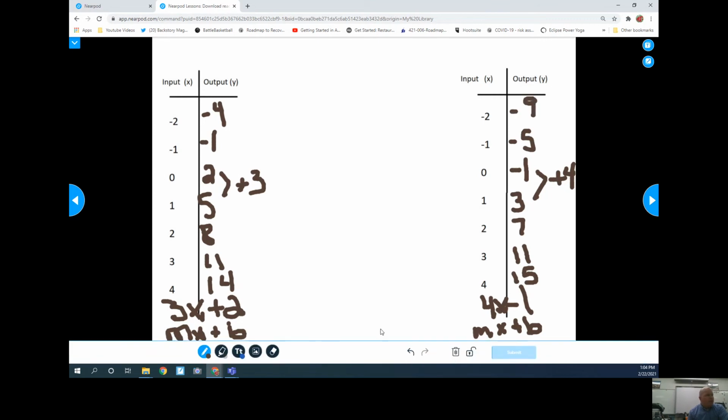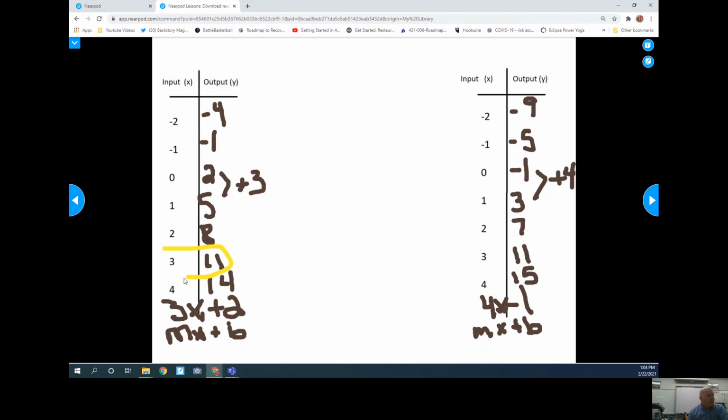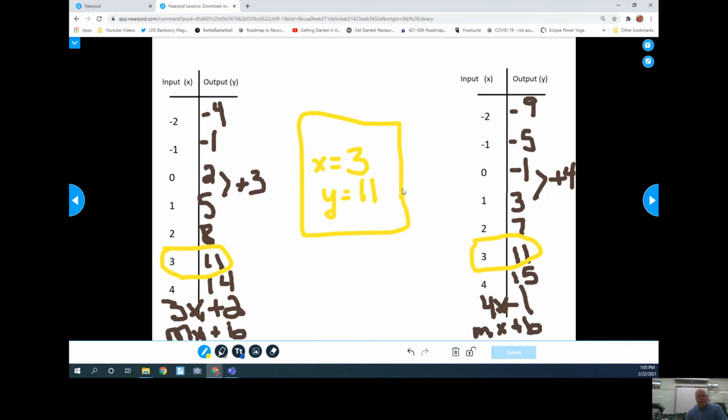So now all I need to do is find the place where they are both equal, and that happens right here at 3, 11. Okay, so x would equal 3, and y would equal 11. And that's all you're doing on this independent work today, guys. You have 10 problems there.